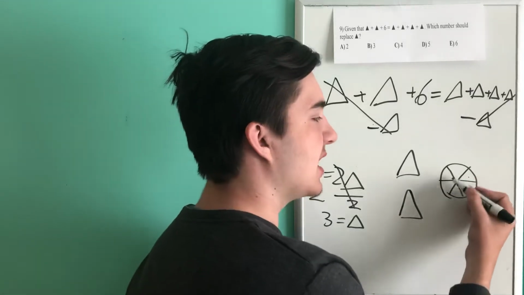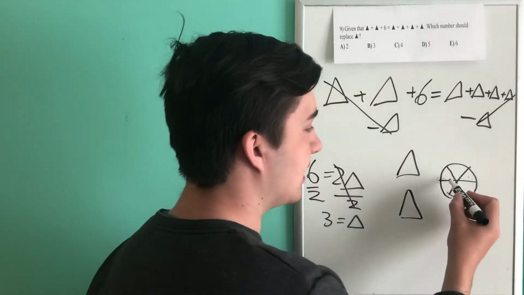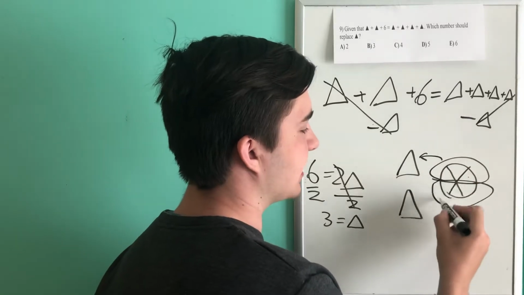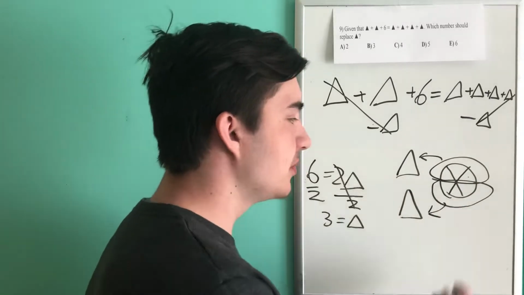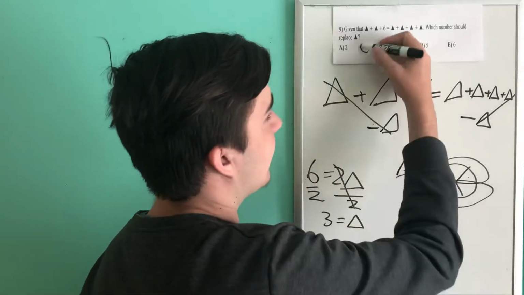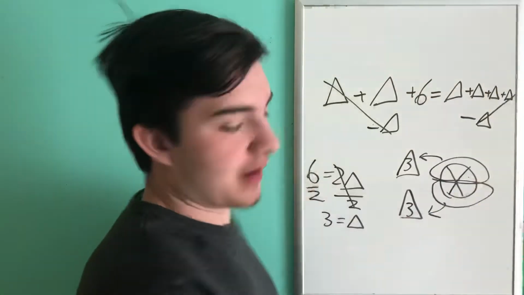So how do I split a 6 slice pizza between both of them? Well, I take 3 slices, give them to one triangle, take 3 slices, give it to the other. And I make 2 groups of 3. So that means each triangle has 3 slices. So each triangle is equal to 3, which is B. All right, next question.